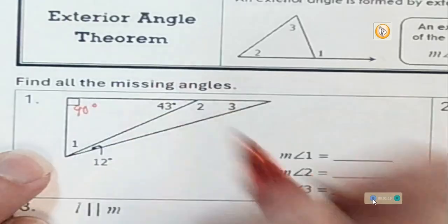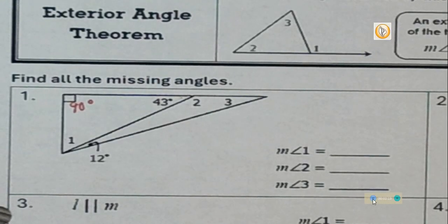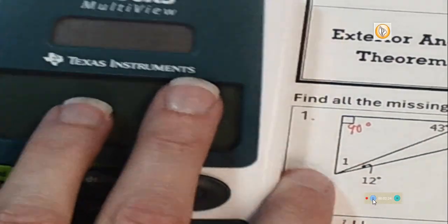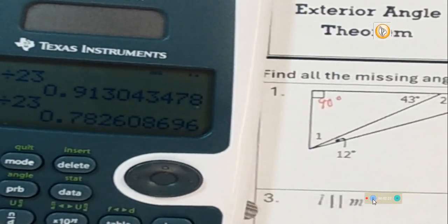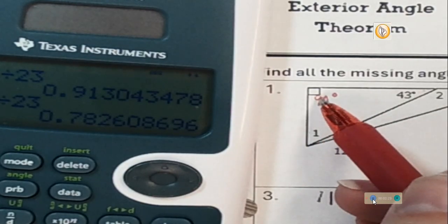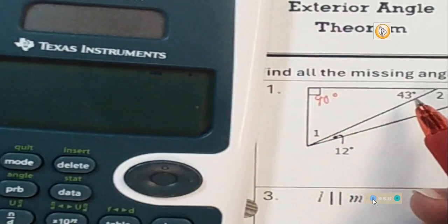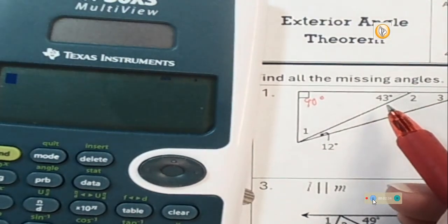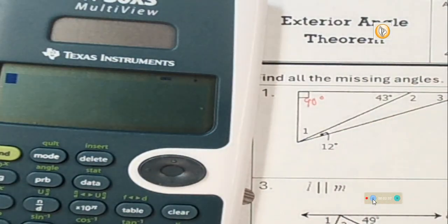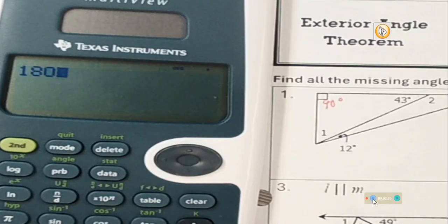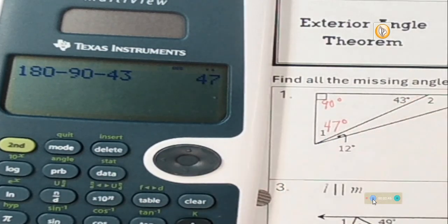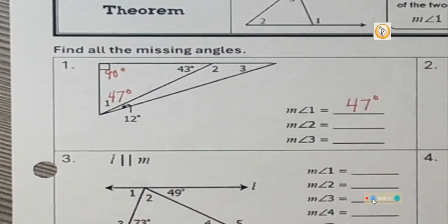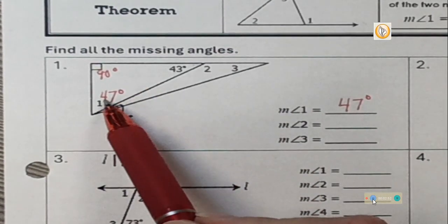90 degrees. Now, here's a tip. Don't forget it is actually 90 degrees. I write the 90 there to remind me to take it out. All right, so if I'm going to find angle 1, the 90-degree angle and 43 all make a triangle, and a triangle has how many degrees? 180. So if I want to find angle 1, I'm going to do 180 minus 90 minus 43. And that's going to give me 47 degrees. So angle 1 is 47 degrees. Okay? Angle 1 is 47.